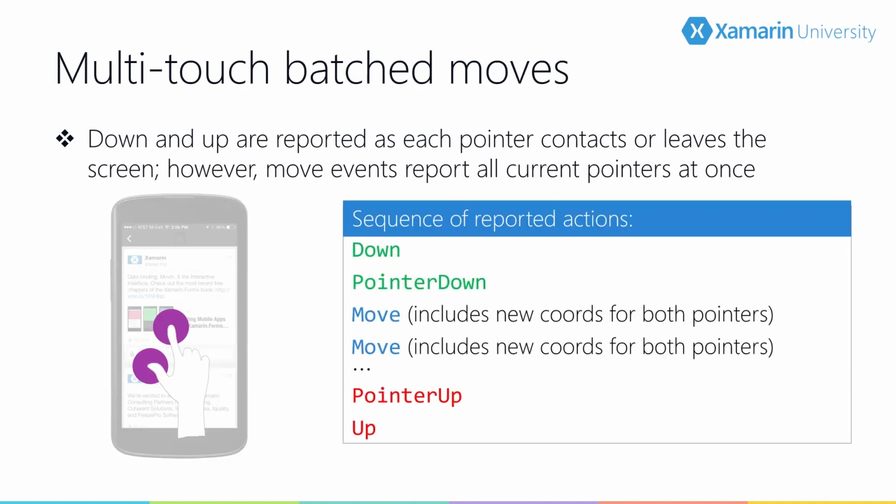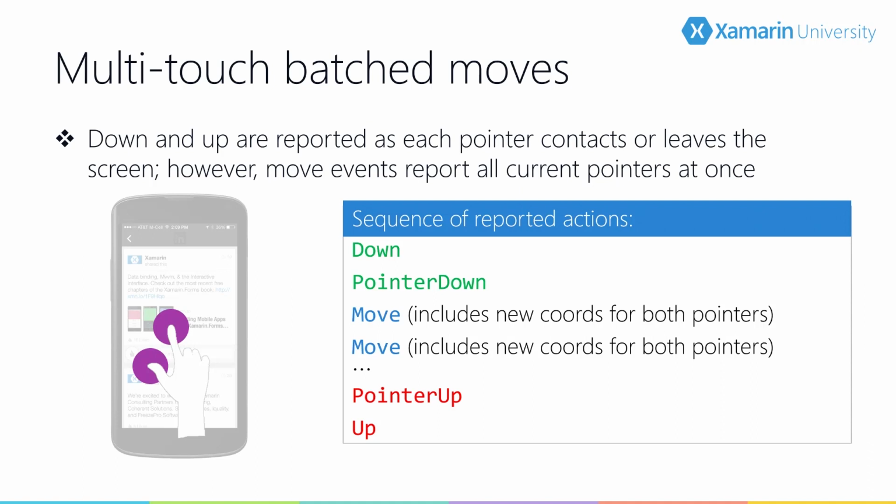The sequence of reported actions for multi-touch contains this asymmetry. Down and up are reported individually for each finger, while moves are batched. In other words, you will not get individual move events for each finger. You'll get one move event containing the updated coordinates for all of the fingers currently touching the screen. The Android documentation says that this batching of moves is done for efficiency.